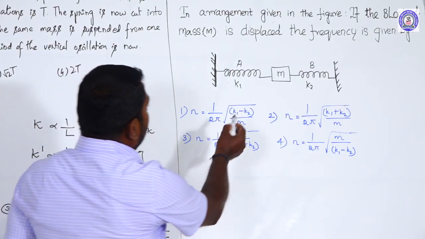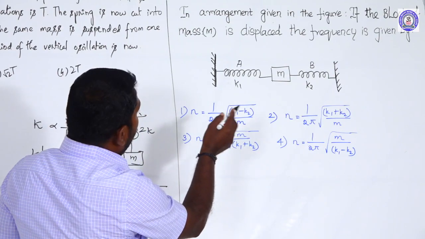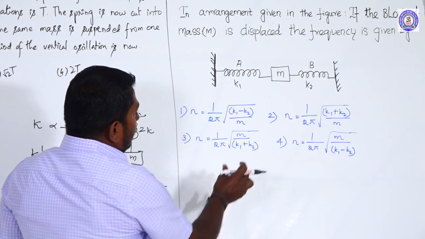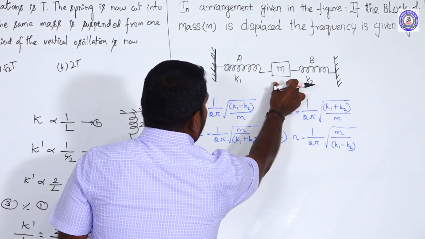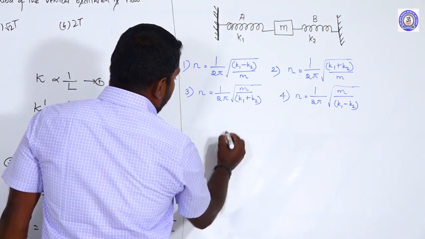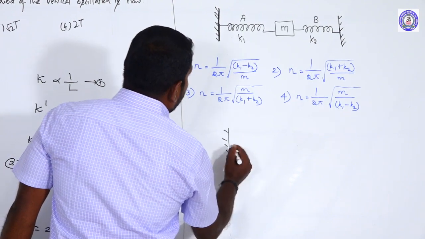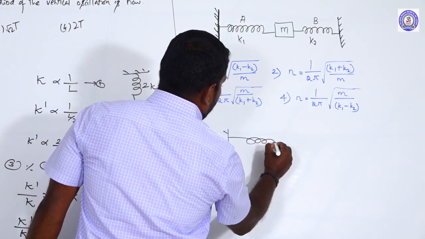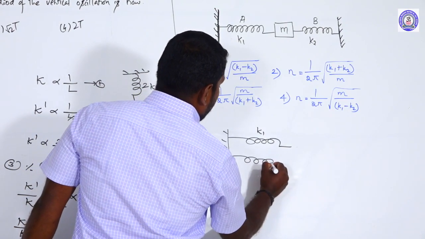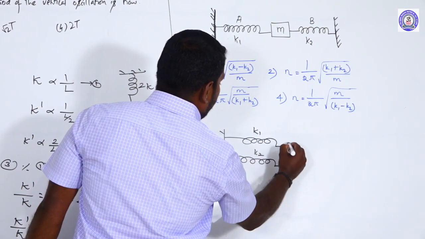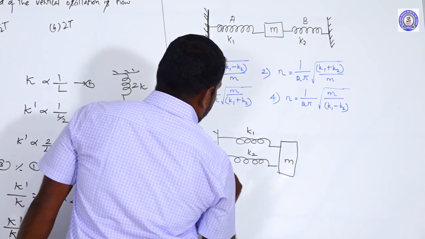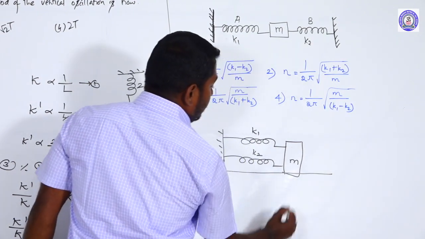Now see another question. In the arrangement given in the figure, if the block of mass M is displaced, then the frequency is given by, see, the block of mass M tied in this configuration is rearranged like that. One spring has spring constant K1, the other has spring constant K2, connected with the load of mass M, placed on the smooth horizontal surface.